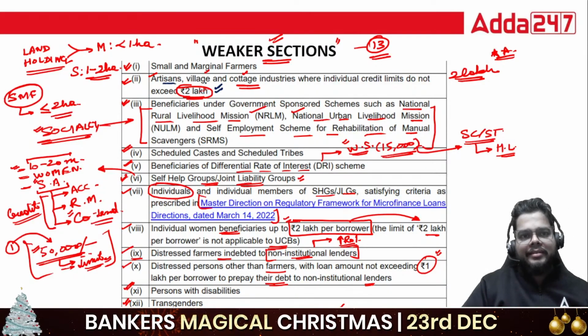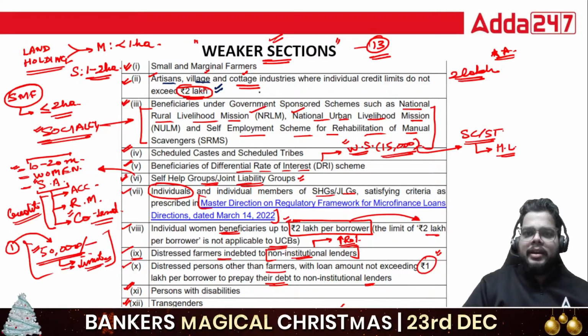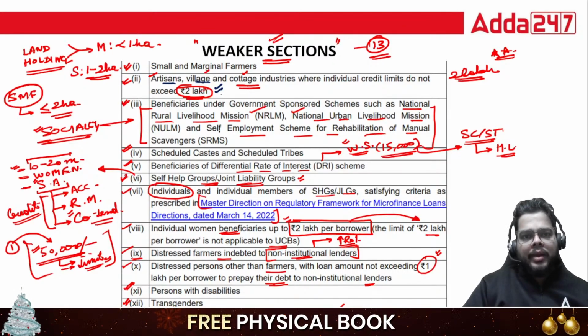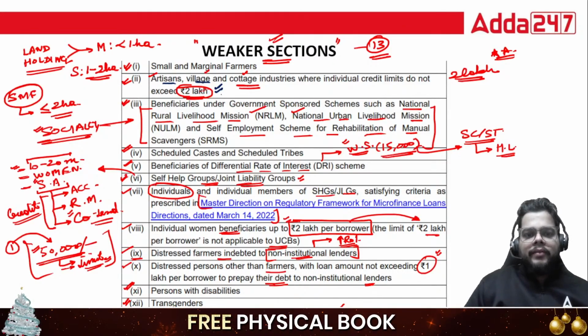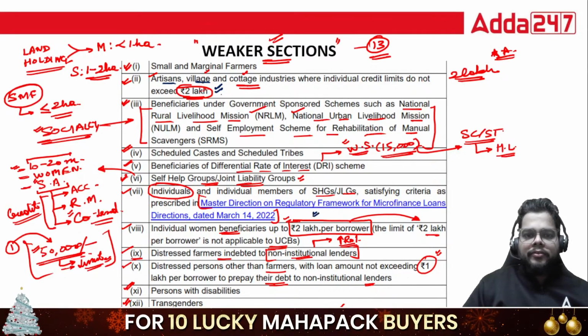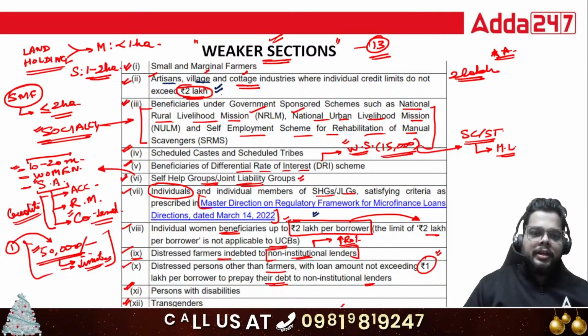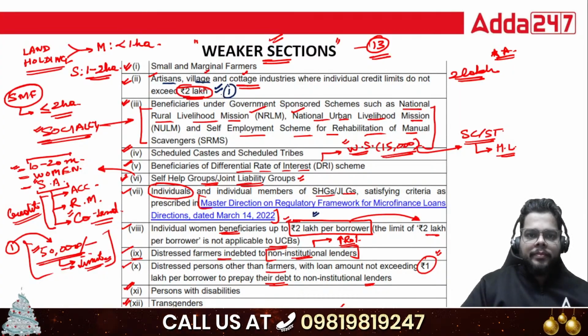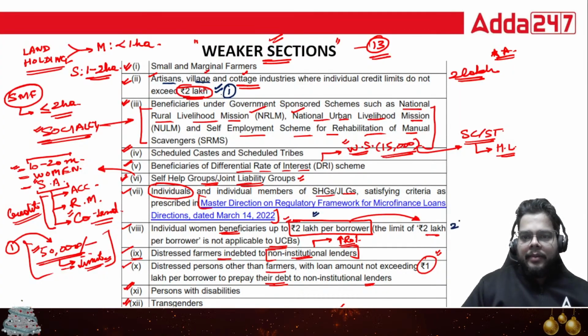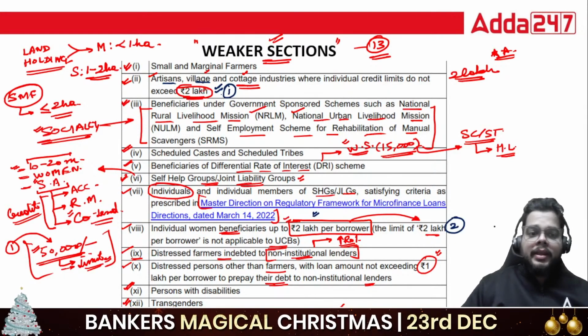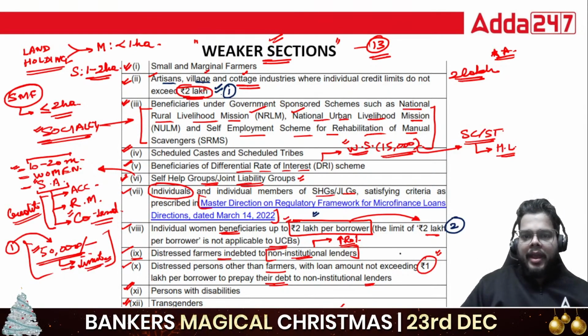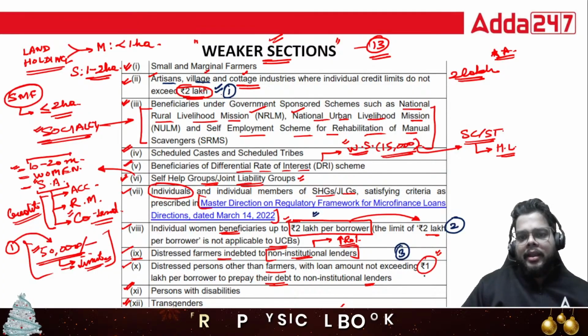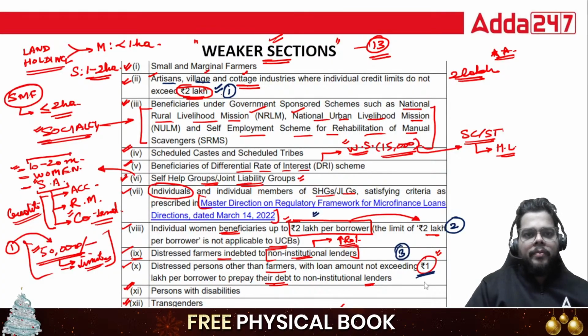So for artisans, village and cottage industries, individual credit limits do not exceed 2 lakh. That is important. Then we have individual women beneficiaries. For them, up to 2 lakh per borrower is the limit. And for the third important aspect, this is the first important one, then this is the second important one, the third important one being the distressed persons having the lending amount as 1 lakh or below.